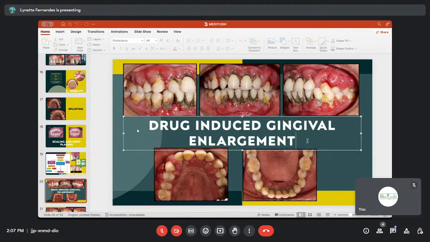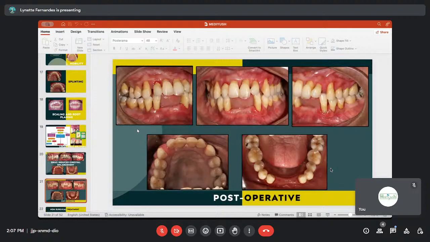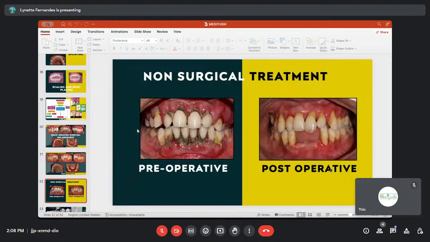She was on nifedipine here. So this is what it was. And then we did a proper, thorough scaling and root planing, along with substitution of the drug, definitely. And this is how, just after scaling, her condition improved so much better. You could see how inflamed it was and how much better this condition is. So that is how important a thorough scaling and root planing is.